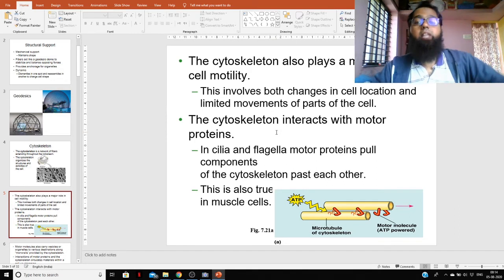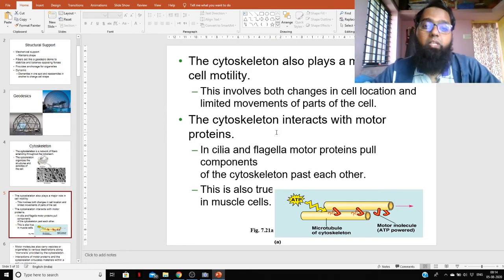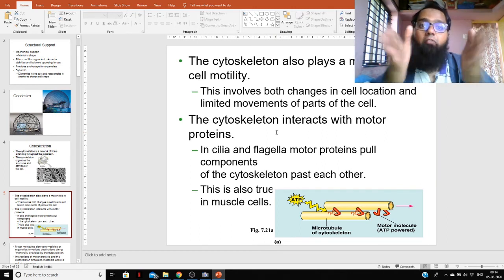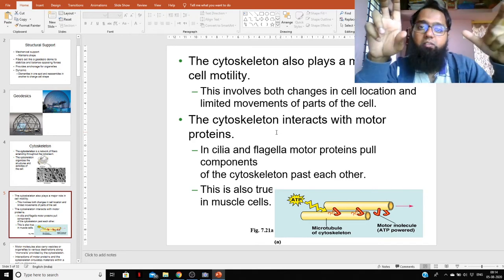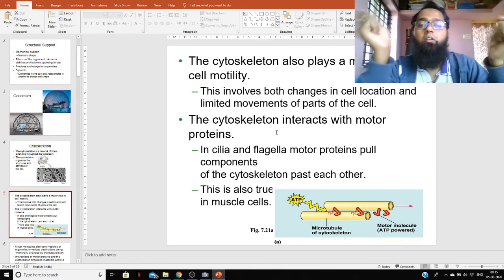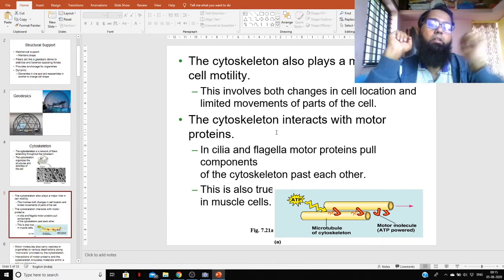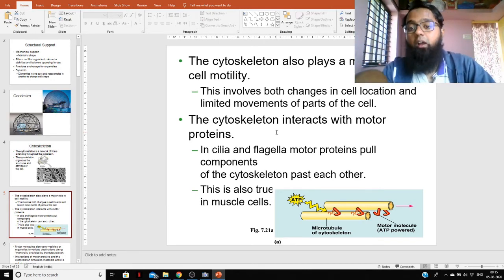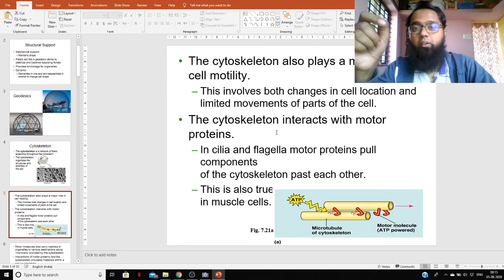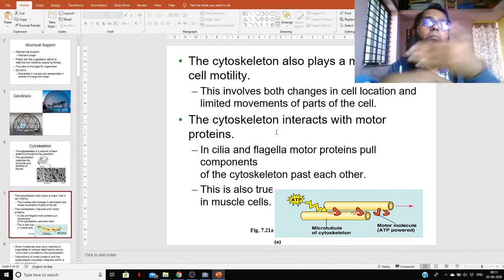Okay, then the cytoskeleton interacts with motor proteins. That means the cytoskeleton is acting as the railways, and motor proteins are the trains, upon which the materials are carried from one part of the cell to another. A very good example they have taken is the cilia and flagella. Motor proteins pull components of the cytoskeleton past each other. That means they are showing a gliding movement.